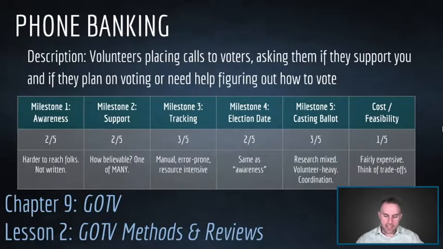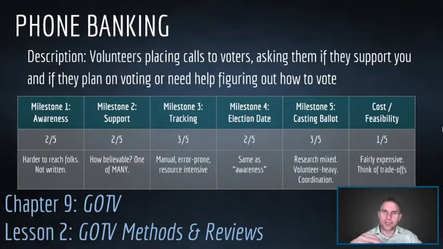Milestone 3, tracking. It's above average here, 3 out of 5, and you can get information back from people because you're talking to them on the phone. You can say, hey, just curious if you plan on supporting Chris Moore for supervisor on November 6th, and people will generally tell you yes, no, or I'm not sure. But there's some issues with it. The first, obviously, is it's hard to reach people on the phone, so that's a point against it.